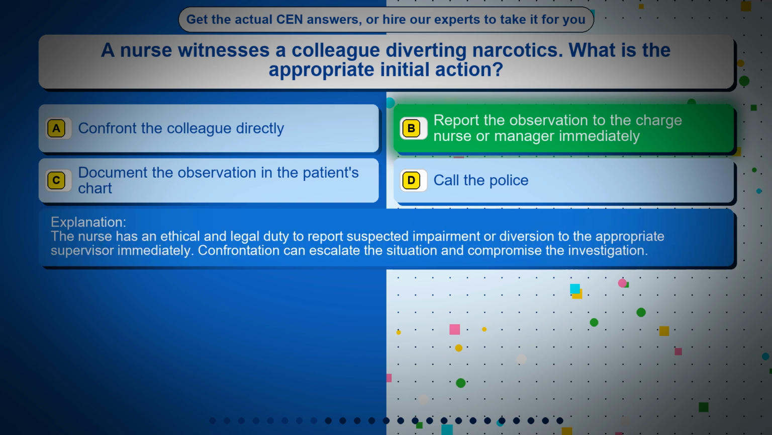The nurse has an ethical and legal duty to report suspected impairment or diversion to the appropriate supervisor immediately. Confrontation can escalate the situation and compromise the investigation.